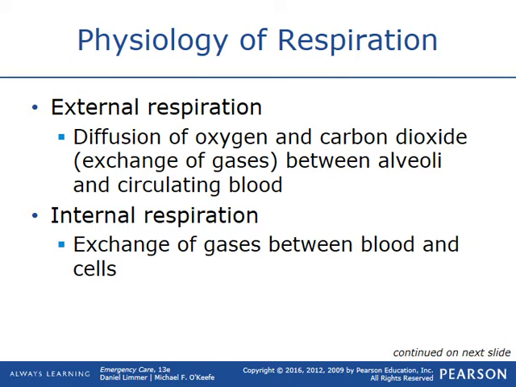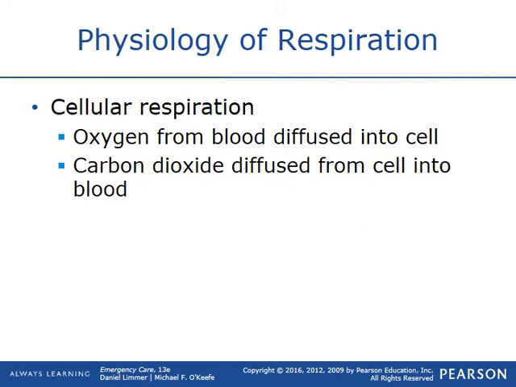External respiration, diffusion of oxygen and carbon dioxide molecules, or the exchange of gases, between the alveoli and the circulating blood. And internal respiration is the actual gas exchange between the blood and the cells. Cellular respiration is the oxygen from the blood diffusing into the cell, and carbon dioxide diffusing from the cell and back into the blood.